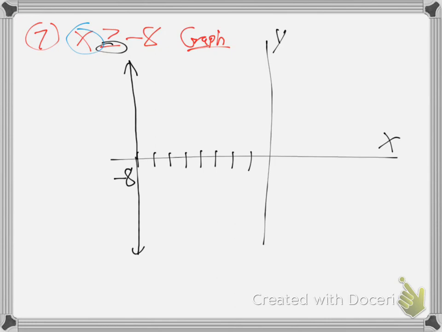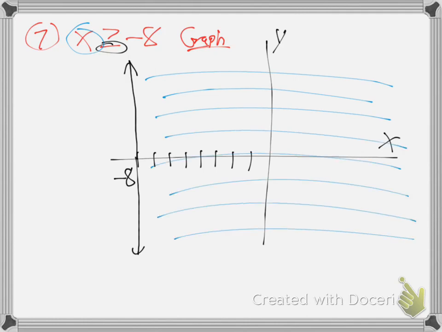So which side should we shade? Should we shade the right or the left? What does it say? X is greater. Where are the greater numbers on the x-axis? To the right. Positive numbers go to the right. So we'll shade everywhere to the right, like that. There's our answer. Is this good?